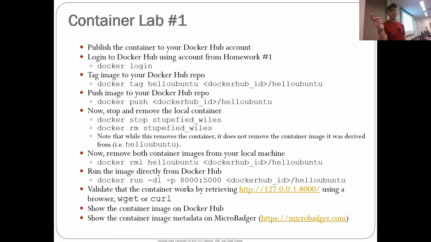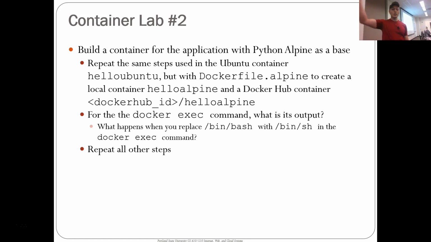MicroBadger is a site that, if you give it a Docker Hub container name, will go and inspect it to show you all the different layers that are there. So I want you to use some container tools to poke around and see what's actually in containers. Container lab number 2 is to do the exact same thing using the Dockerfile.alpine, which is basically a minimal Linux distribution. Not everything is going to work the same way. So that's what I want you to do in this lab. You repeat all the steps using Hello Alpine.